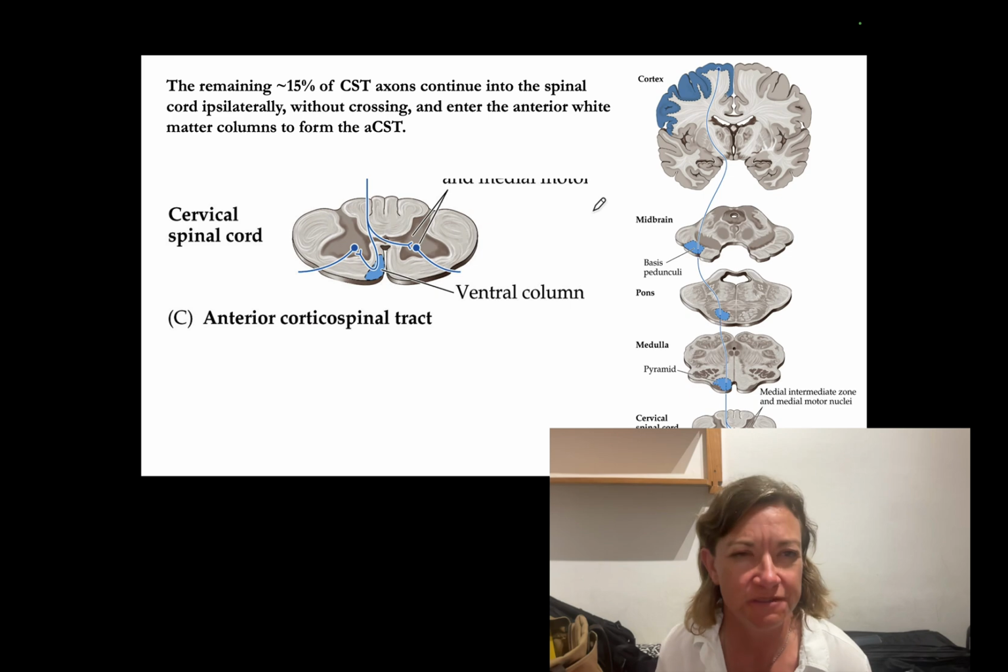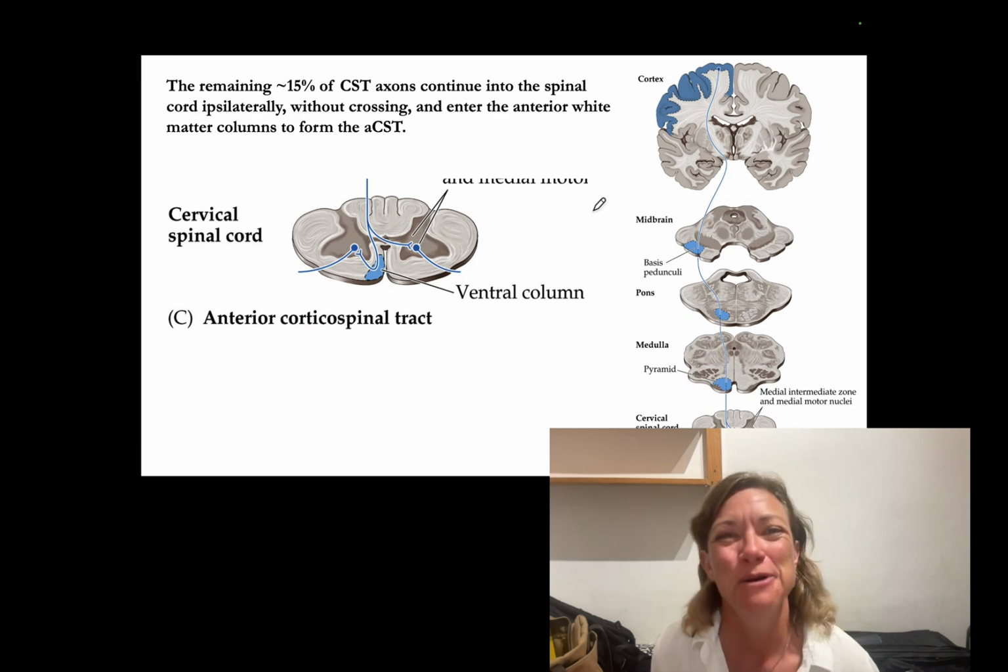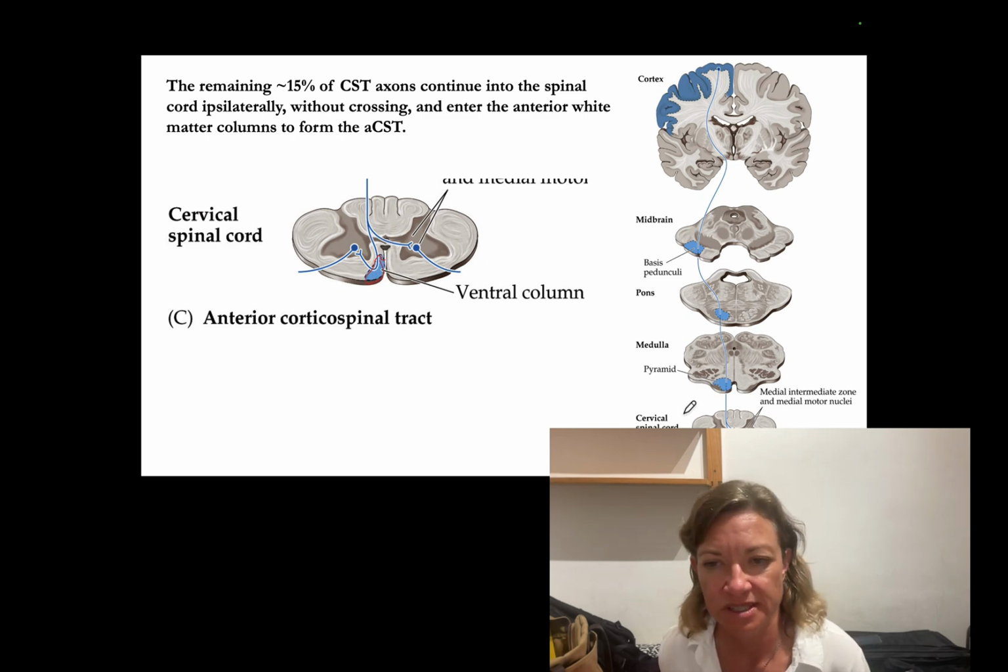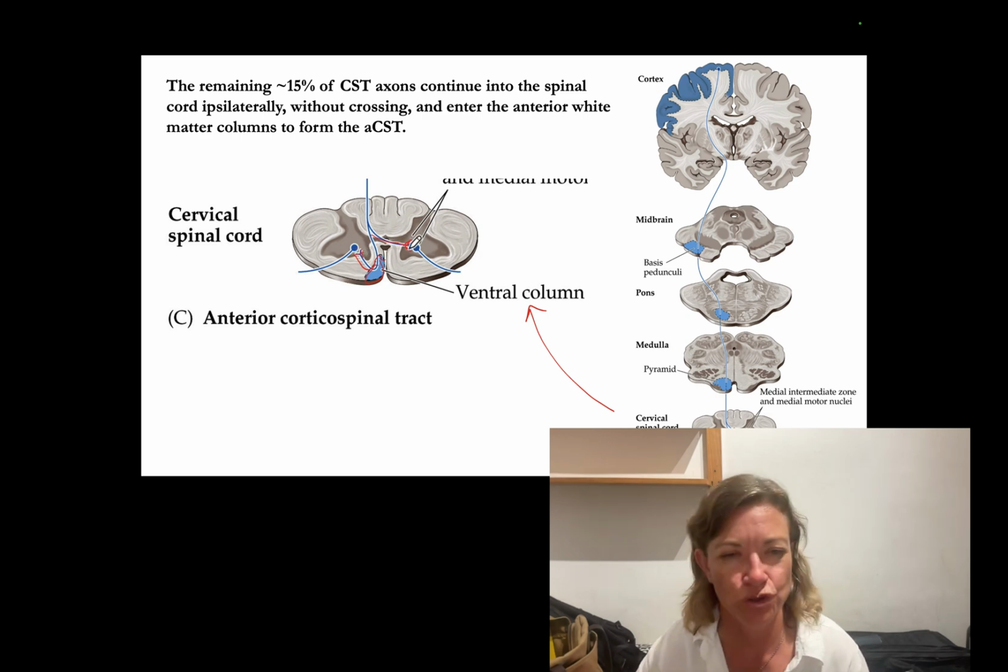Now the remaining 10 to 15% of corticospinal tract axons continue beyond the medulla without crossing and enter the anterior white matter columns of the spinal cord to form the anterior CST. And just as a reminder, this is what the schematic's showing, so I've made it a little bigger for you. Many of these axons bilaterally innervate proximal musculature. So there's bilateral innervation of a lot of this trunk musculature from these medial motor systems.